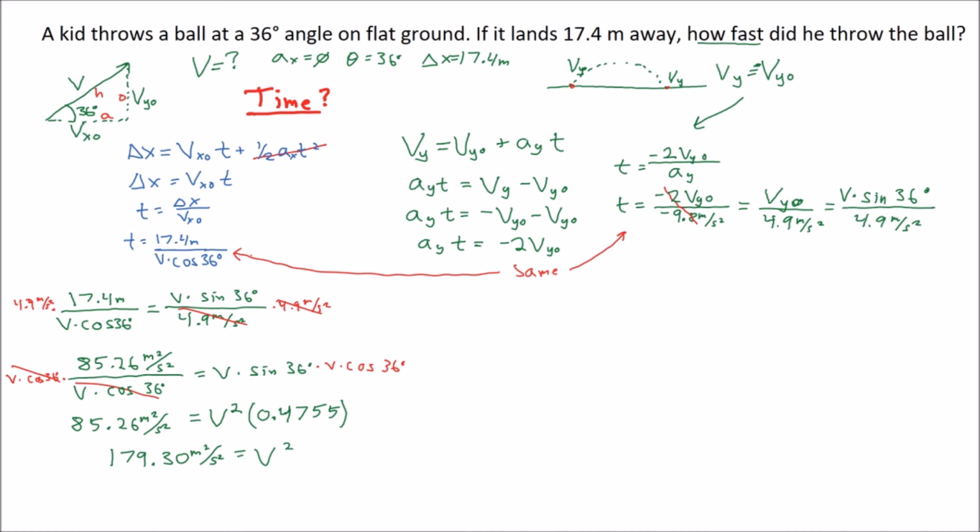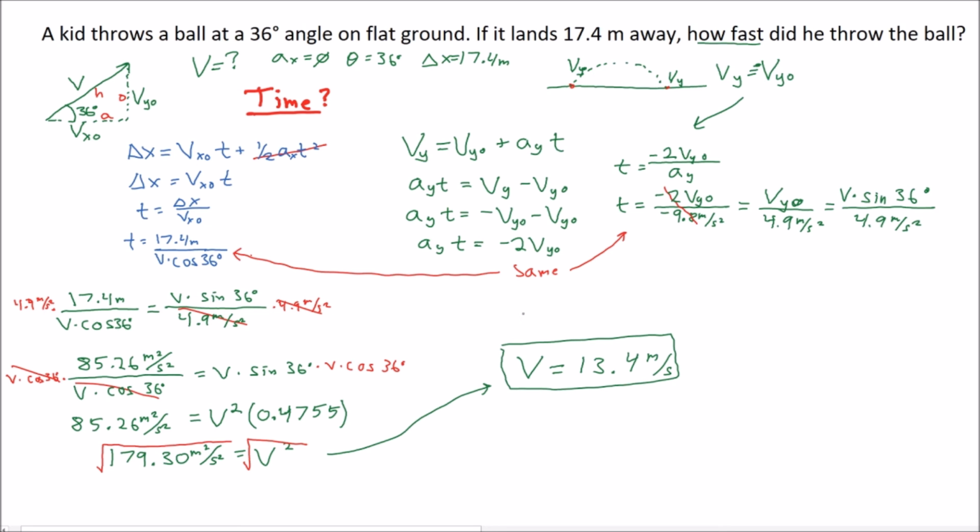Kind of saw this coming a mile away once I saw the meters squared per second squared. I don't want the velocity squared, I want plain old velocity. So I'm going to take the square root of one side, take the square root of the other side, and that leaves me with a velocity that equals 13 point, let's just round it to 13.4 meters per second. Put a box around that because that answers the question, how fast did he throw the ball?